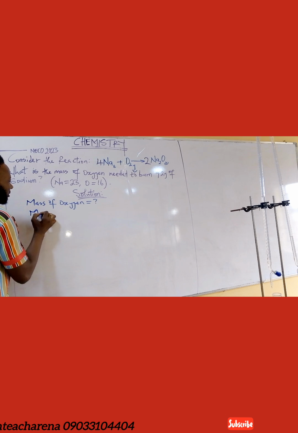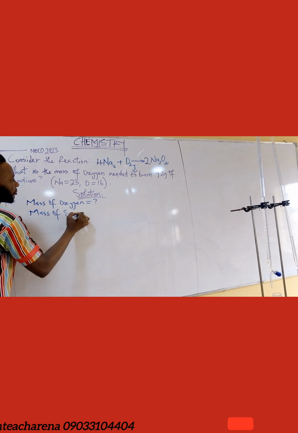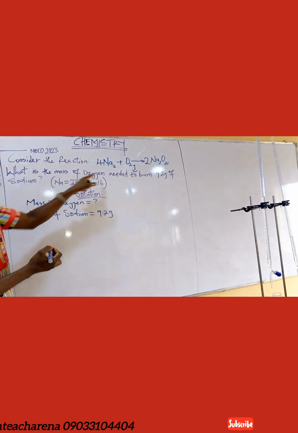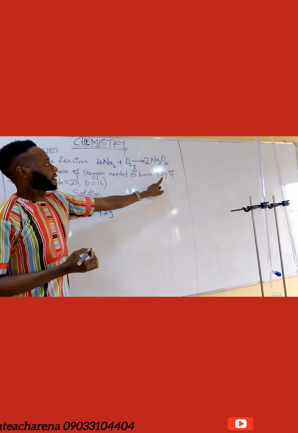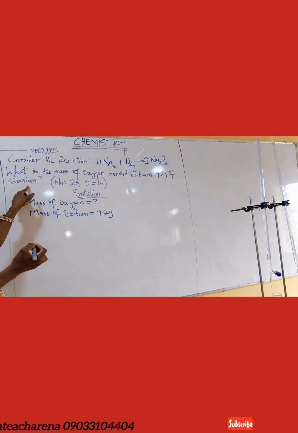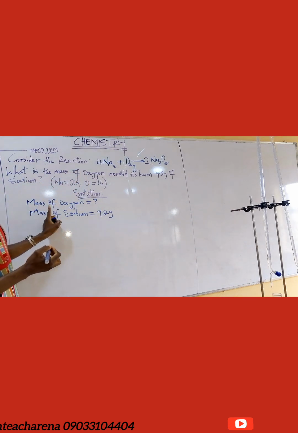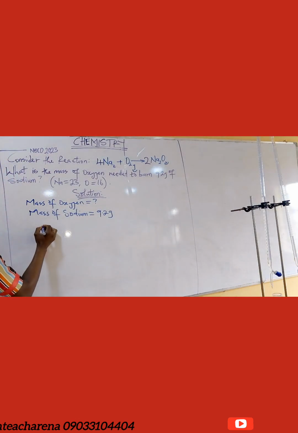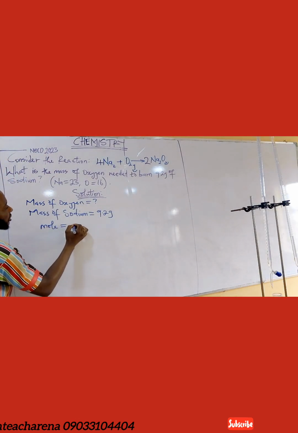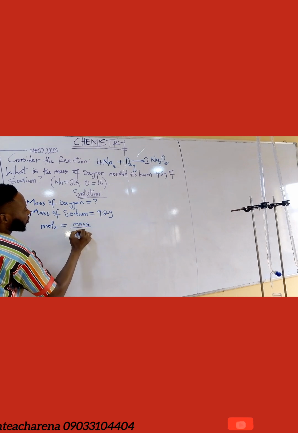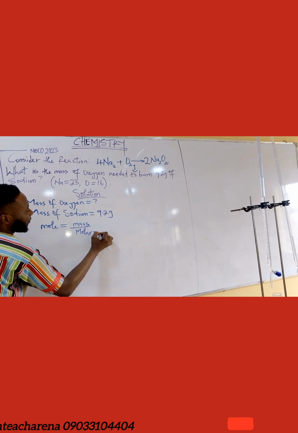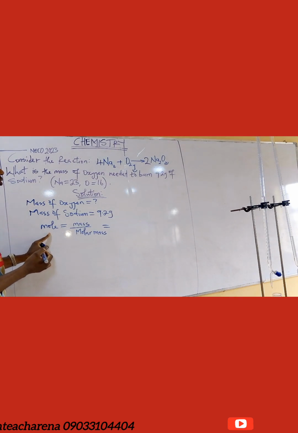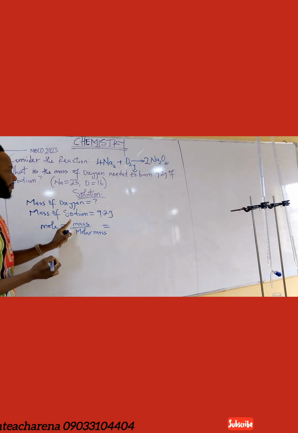So you now write mass of sodium is equal to 9.2 grams, because they said 9.2 grams of sodium. What is the mass of oxygen needed to burn 9.2 grams? So that is it now. What you do, you say that mole is equal to mass over molar mass. What mole are we looking for? We are looking for the mole of sodium.